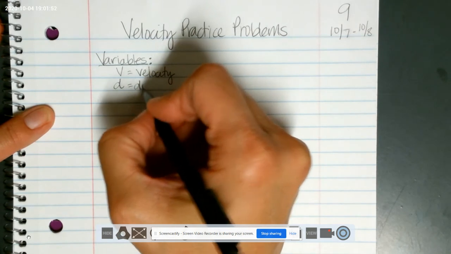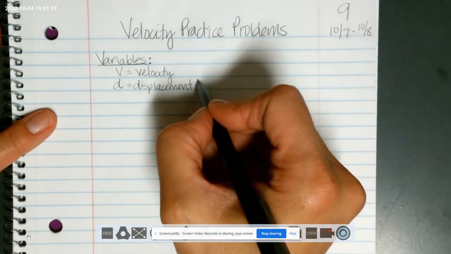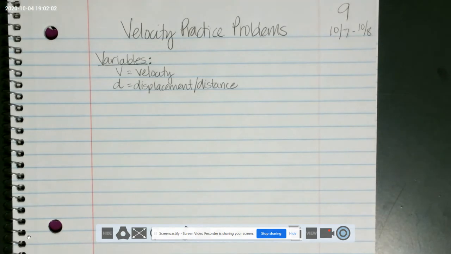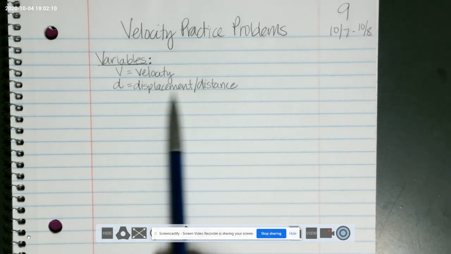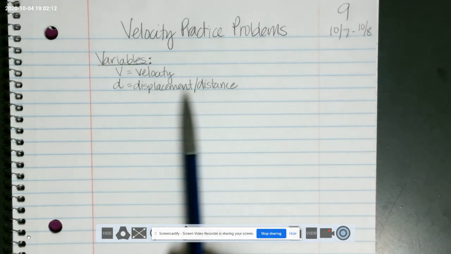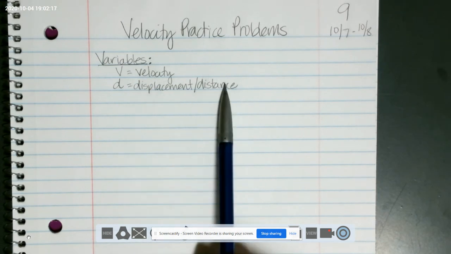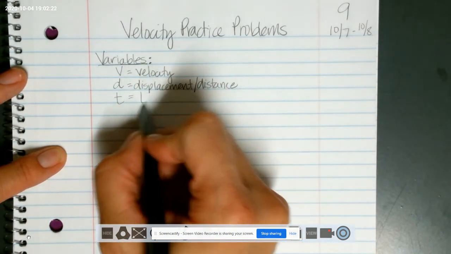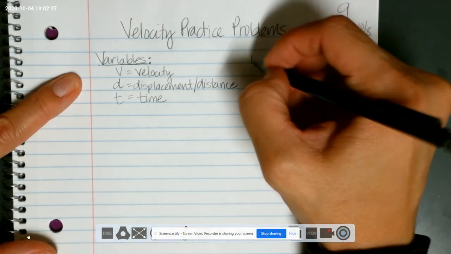I'm going to say displacement because that's what we know velocity is, but I'm also going to put a slash distance because you're going to see them both used interchangeably in story problems. So unless they specifically say they went down and they went back, find the displacement or the distance, assume whatever distance or displacement they give you is what we're going to use for velocity. And t, which is time. Every variable also is going to have units that go along with it.